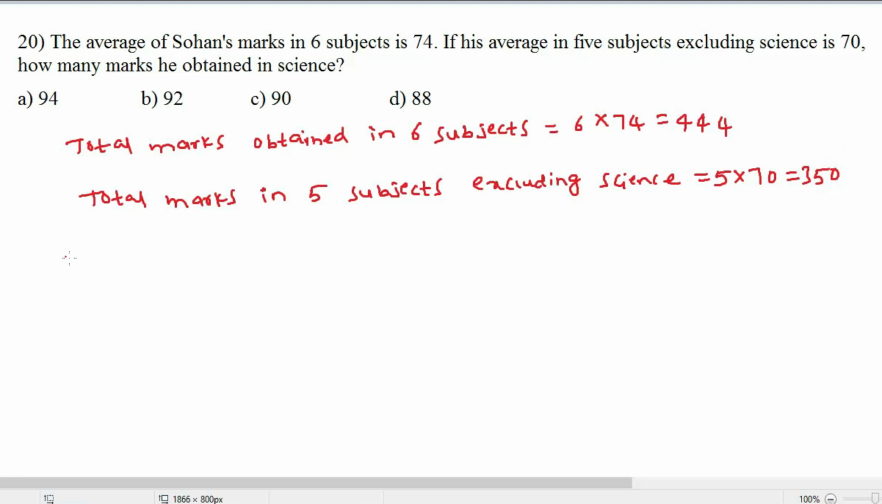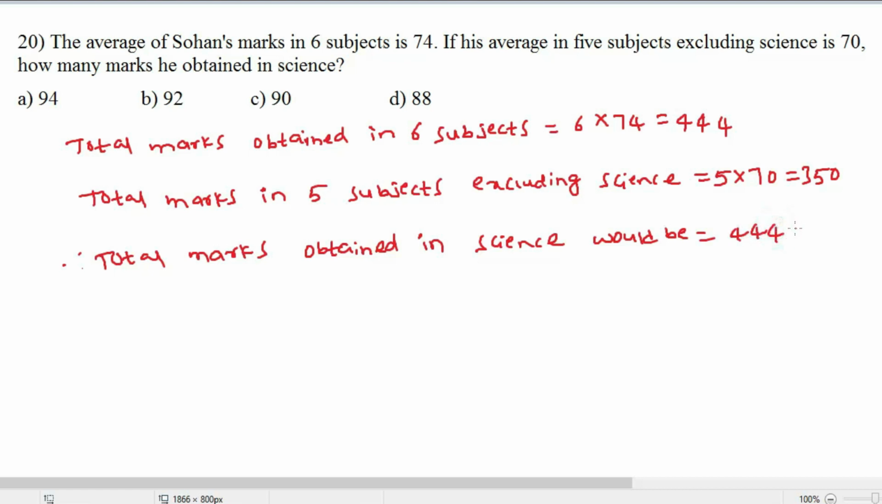Therefore, total marks obtained in science would be 444 subtract 350 equal to 94. Option A.